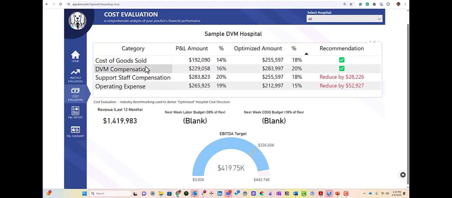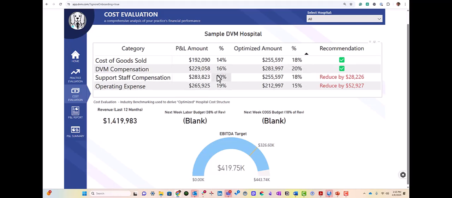So now we're looking at the current year. So we're looking at the cost of goods sold. Their P&L amount is 14%. Their optimized amount would be about 18. So they're doing great this year of controlling their cost of goods sold. DVM comp this year, they're about 16%, where optimized will be 20. So they're doing great here.